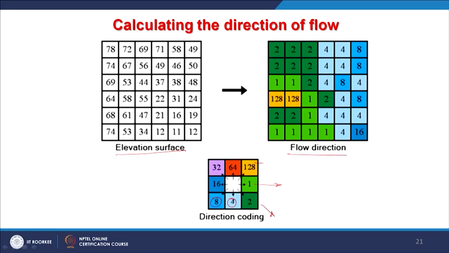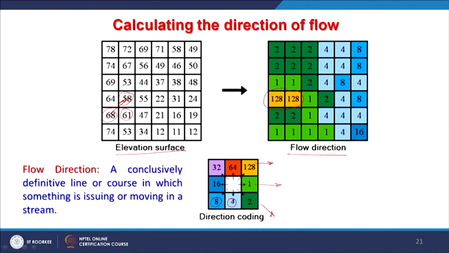So, 128 means it is flowing in the northeast direction. Now, let us see these cells: this is 58, this is 61 and this is 68. So, 68 is the highest among these, so this will flow in this direction, that is, in the northeast direction. Similarly, we can understand the others. So, while calculating flow direction we use this concept of a 3 by 3 kernel using codes. Flow direction is the definite line or course in which something is moving into a stream.